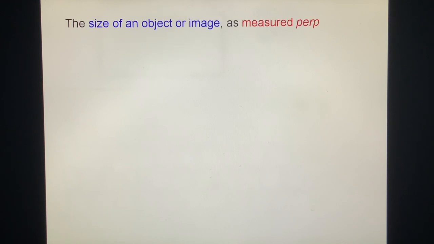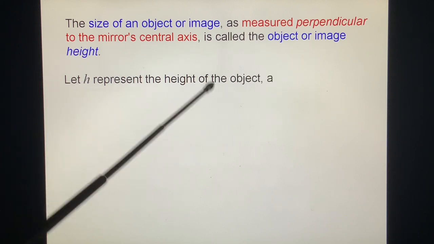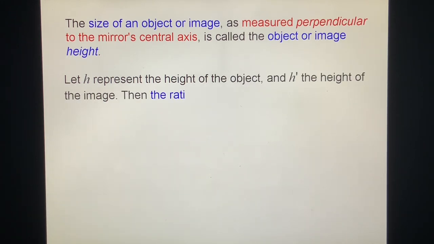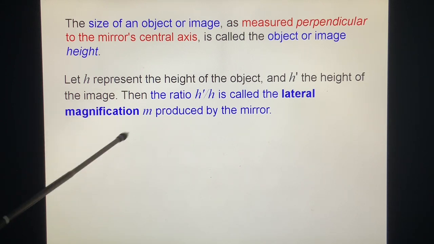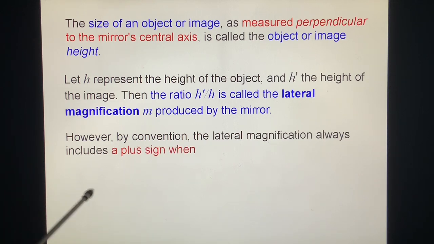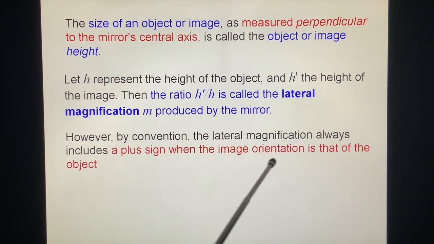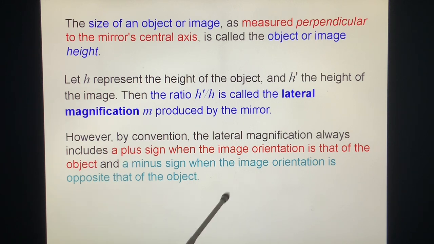The size of the object or image, measured perpendicular to the mirror's central axis, is called the object height or image height. Here h represents the height of the object, and h prime the height of the image. Then the ratio of h prime to h is called the lateral magnification, m, produced by the mirror. By convention, the lateral magnification always includes a plus sign when the image orientation is that of the object, the same orientation, and a minus sign when the image orientation is opposite to the orientation of the object.